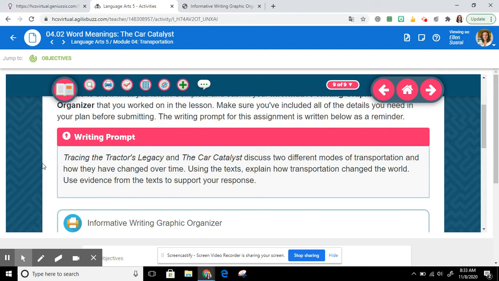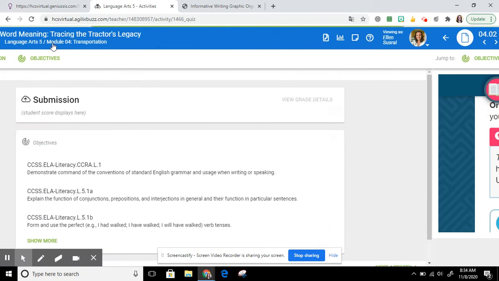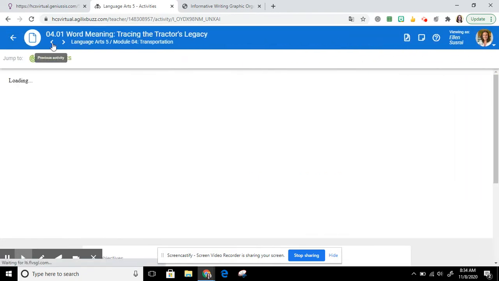Now, at the beginning of this video, I mentioned that we're also going to need to use lesson 0401, and that's because Tracing the Tractor's Legacy, that story is in 0401. I'm going to show you where that story is just as a reminder so that you know where to find it so that you can complete this graphic organizer. So to find this story, Tracing the Tractor's Legacy, we're going to go to 0401. So I'm going to use this Previous Activities button here that's going left to take me back to 0401.